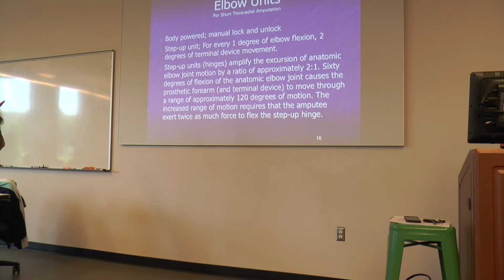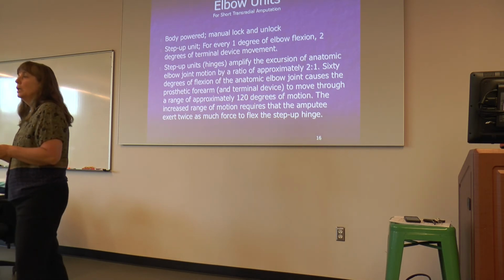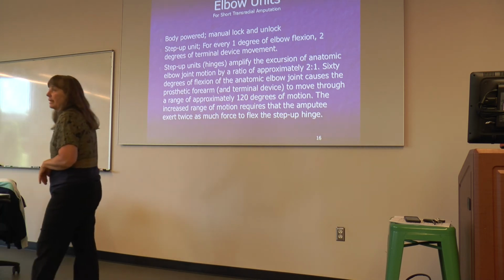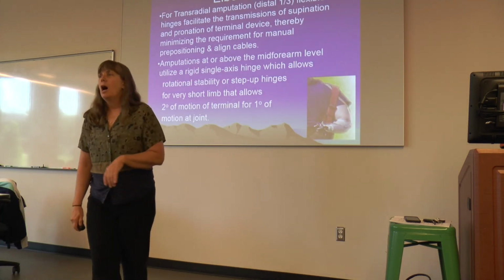So with the step-up unit, for every 1 degree my elbow moves, the terminal device moves twice that. The terminal device would come up to my mouth with 120 degrees of flexion, though I only actually move the anatomical elbow 60 degrees. So a step-up unit allows a 2-to-1 ratio of movement of the terminal device, allowing you to do more with the arm without binding in the elbow for transradials. Okay?